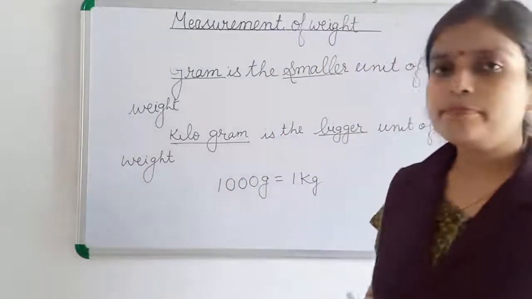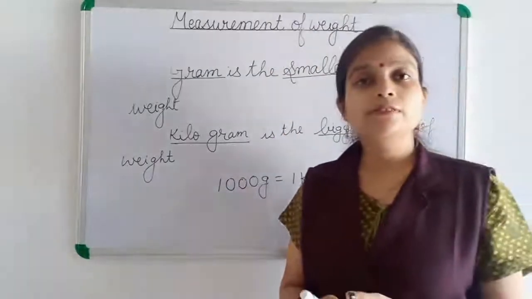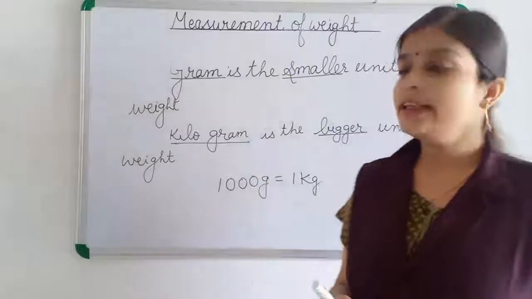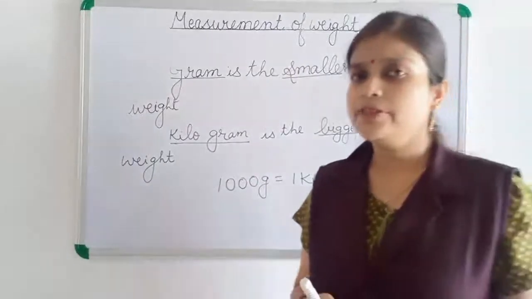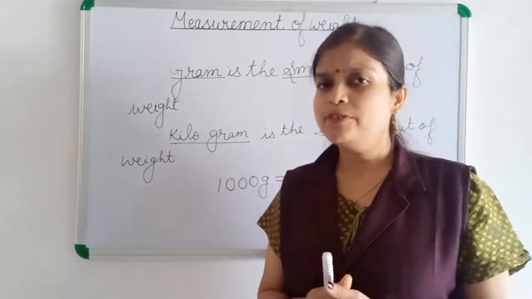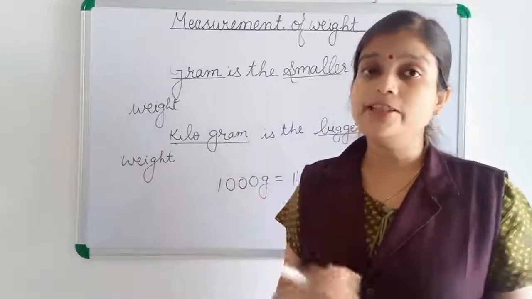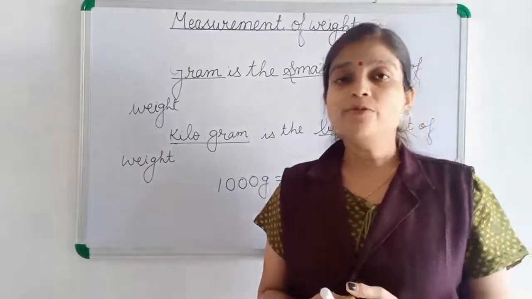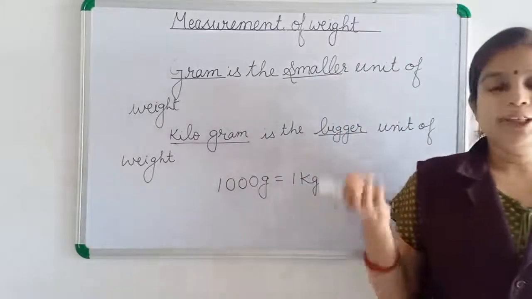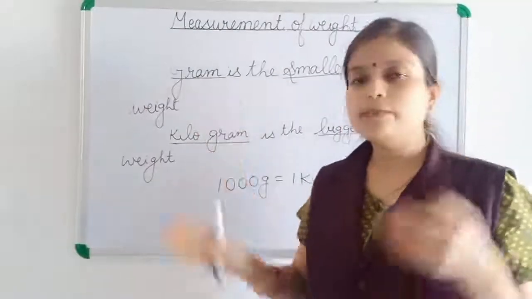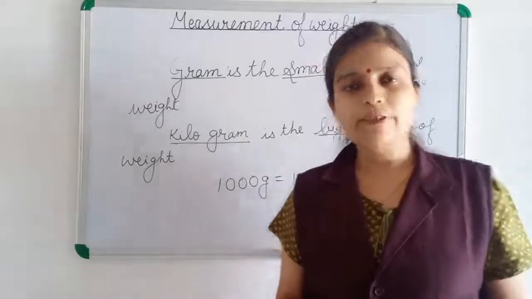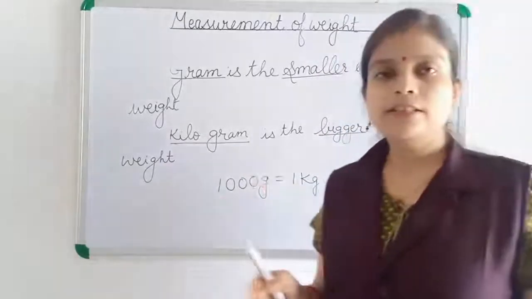But when we are buying potato or tomato, we don't say 50 gram tomato you give, 50 gram potato you give. No, we say 1 kg, 2 kg and sometimes 5, 10 kg also. So for measuring the weight of a lighter object, we use gram, and for measuring the weight of a heavier object, we use kilogram.